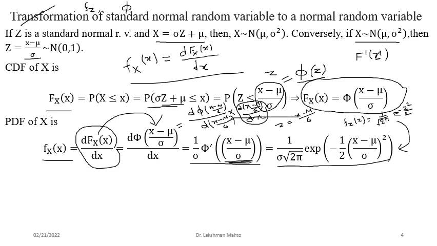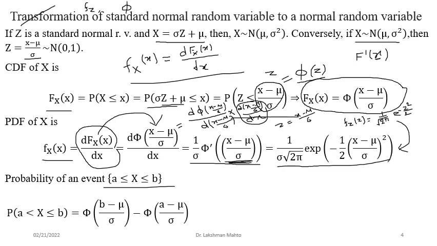Okay, so here again we have expressed the PDF of x in terms of the PDF of z, and the CDF of x in terms of the CDF of z. These would help to find the probability of any event, with the help of the function phi, the CDF. Suppose we have an event of interest that x takes a value between a and b, and we want to compute that probability. It is just the difference of these two values of the CDF.